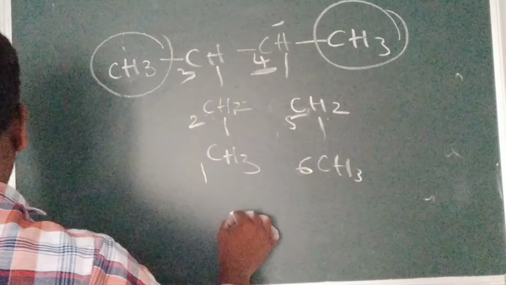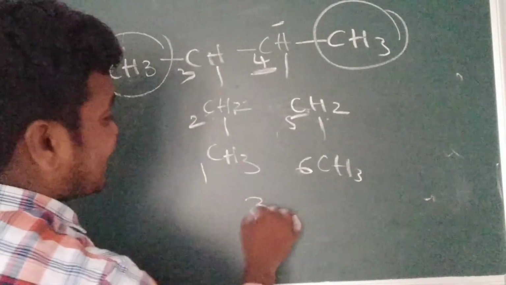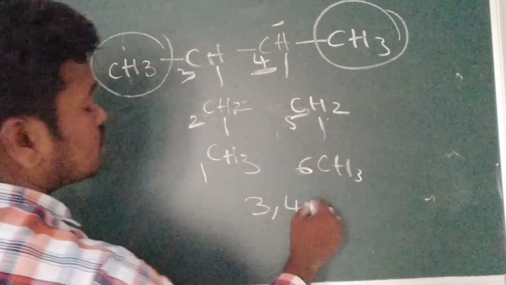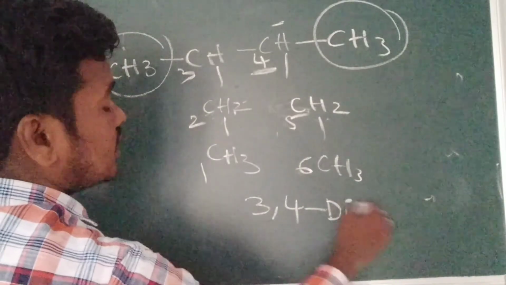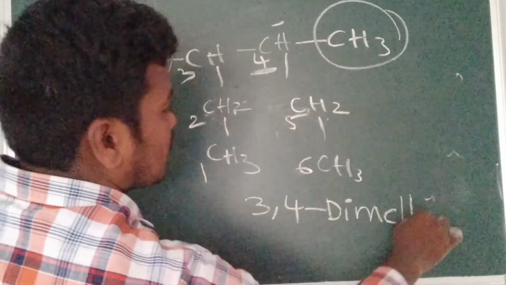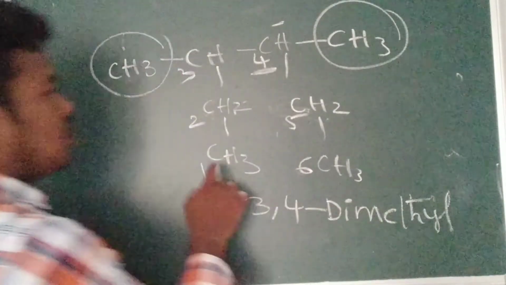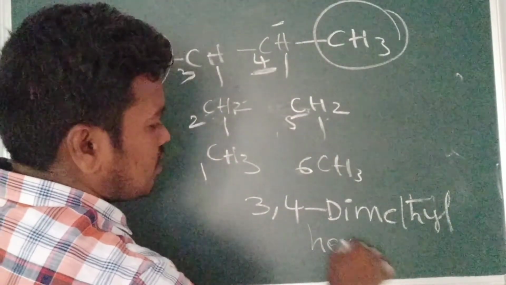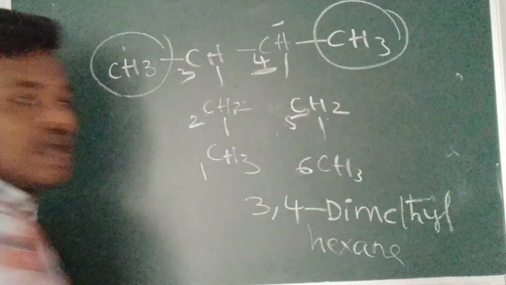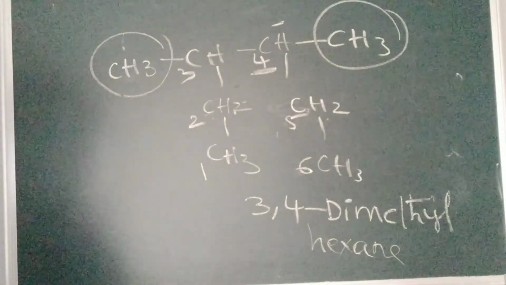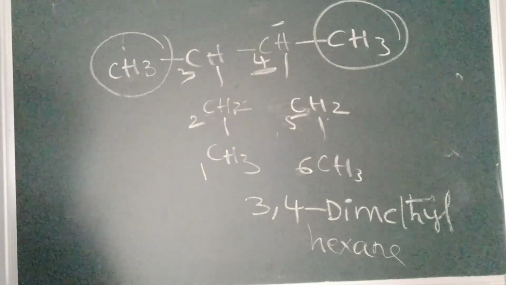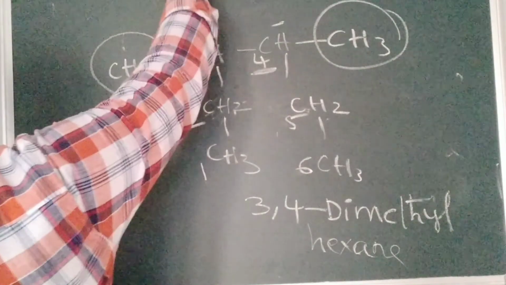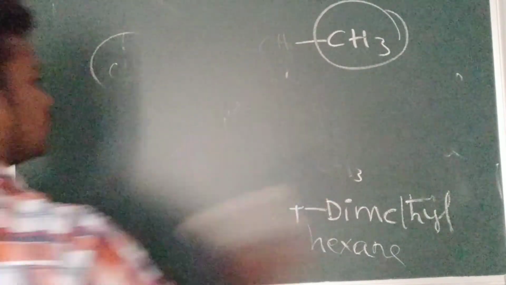Now how can you write? 3,4: third position, fourth position, 2 methyls are present. That's why dimethyl. What is the root word? Meth, eth, prop, but, pent, hex. Hex. Single bond is there, that's why you write hexane. So we are writing it as 3,4-dimethylhexane. You can see another example. Like this you have to write.